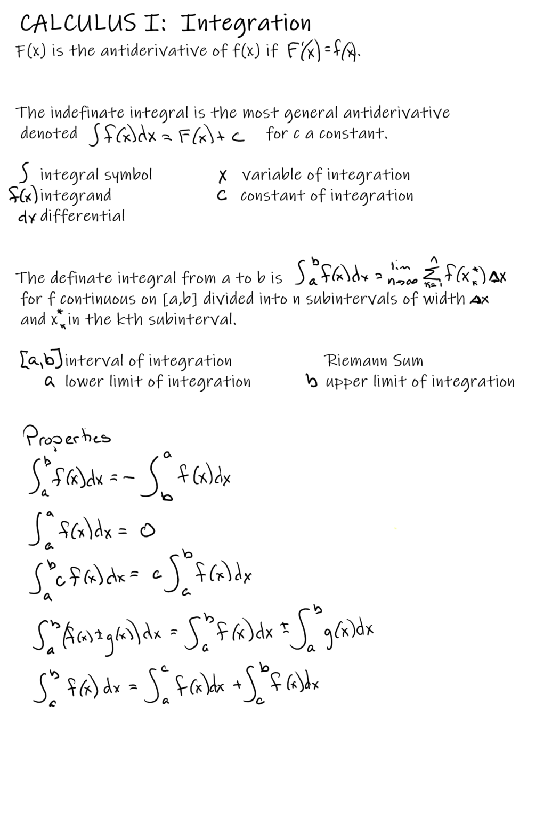Let's begin with the antiderivative. Uppercase F of x is called the antiderivative of lowercase f of x if the derivative of uppercase F of x is equal to lowercase f of x. The indefinite integral is the most general form of the antiderivative, and it's denoted as the integral of f of x dx, which is equal to uppercase F of x plus c, where c is a constant.